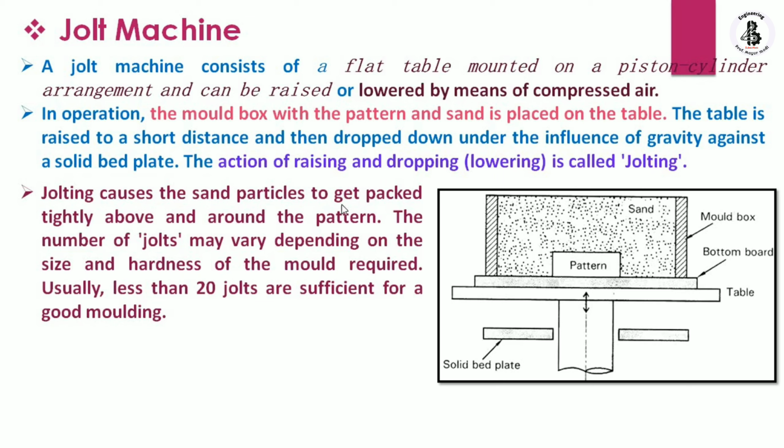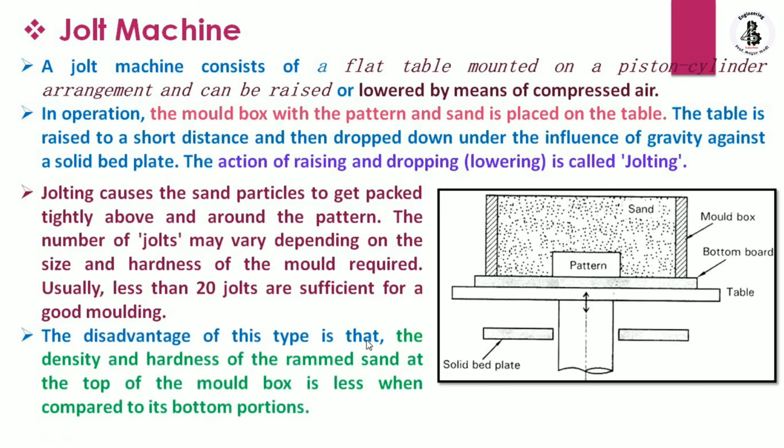The number of jolts may be varied depending upon the size and the hardness of the mold required. Usually fewer than 20 jolts are sufficient for a good molding process. The disadvantage of this type of process is that the density and hardness of the rammed sand at the top of the mold box is less when compared to the bottom portion.